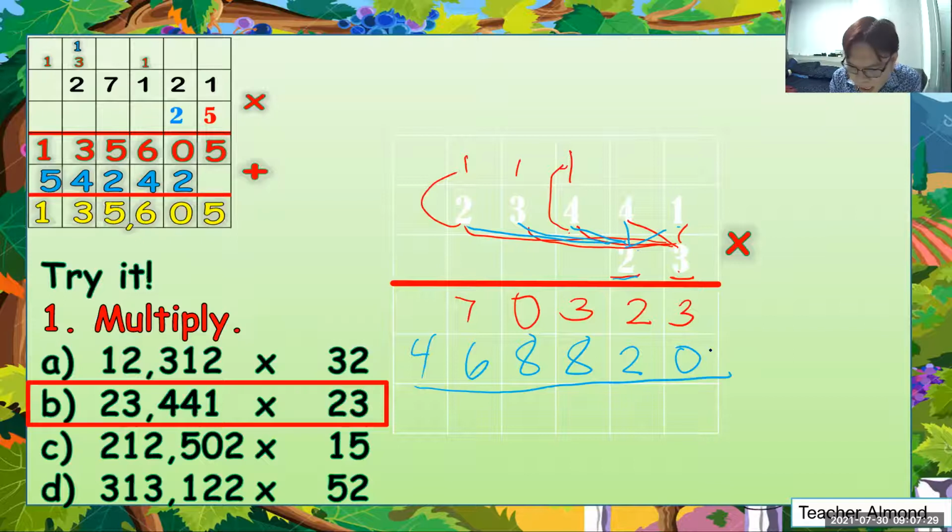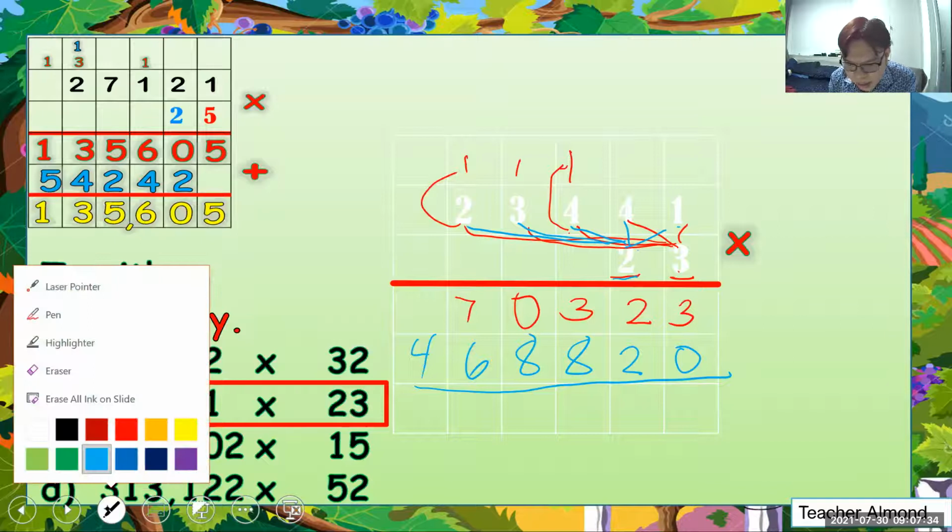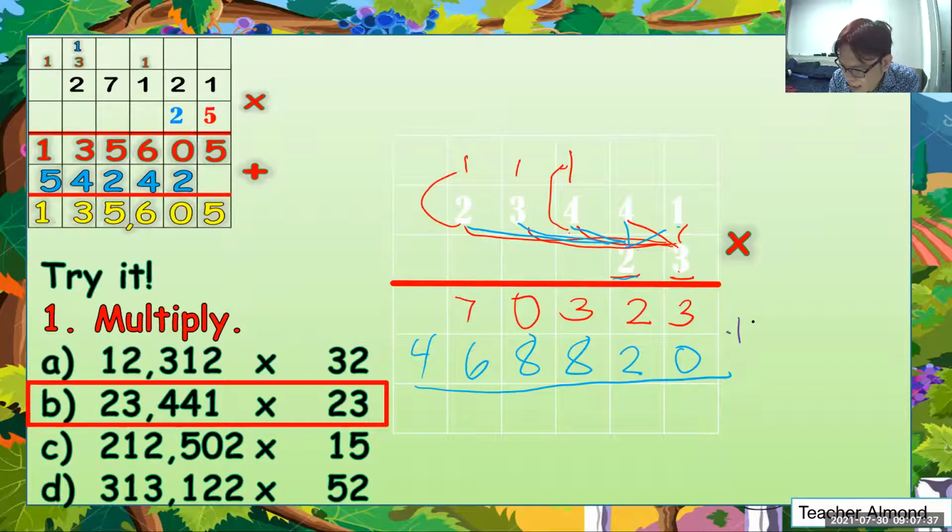Then, add the product. So how to add the product? Drop it down. You have there 3 plus 0 equals 3. 2 plus 2 equals 4. 3 plus 8 equals 11. So write 1 here and carry over 1 here. 8 plus 1 equals 9. 6 plus 7 equals 13. So write 3 here and add up 1 here. 4 plus 1, that is 5. Then divide the number into 3. 1, 2, 3, put comma here.